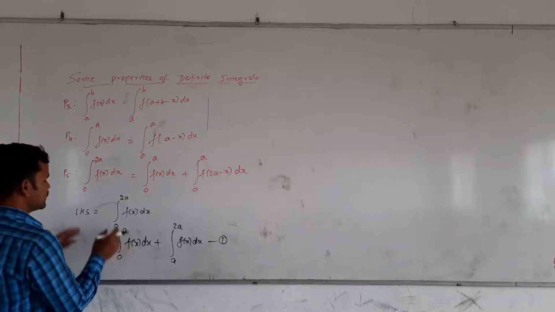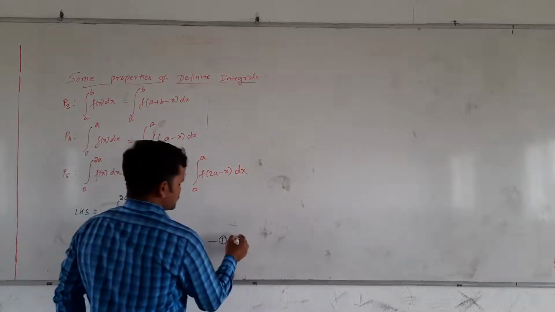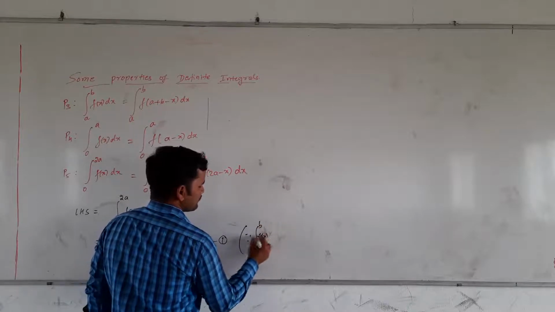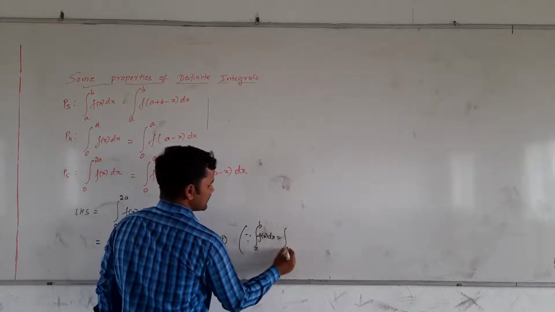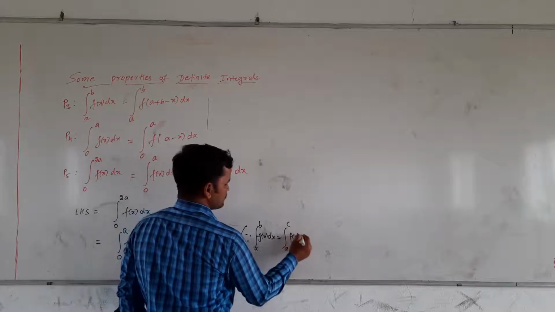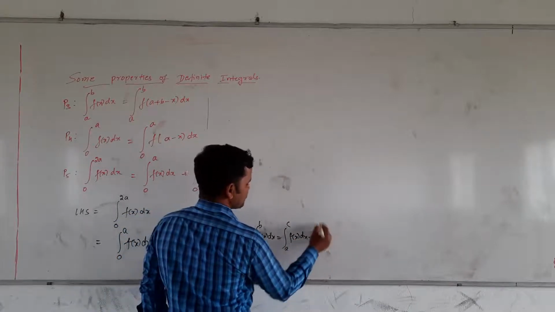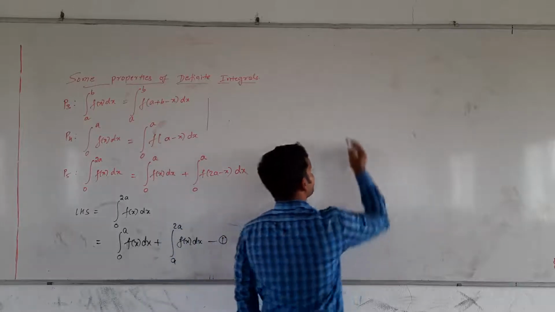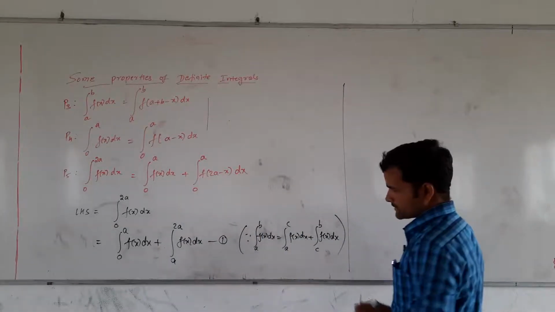This is because integrating from a to b f of x into dx is equal to integrating from a to c f of x into dx plus integrating from c to b f of x into dx. I am using this property here, so I have written like that.